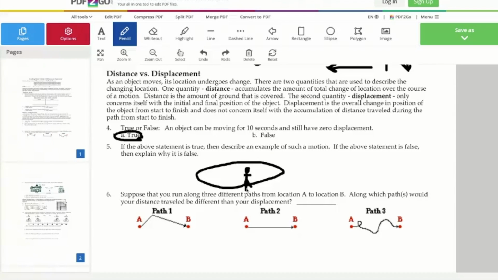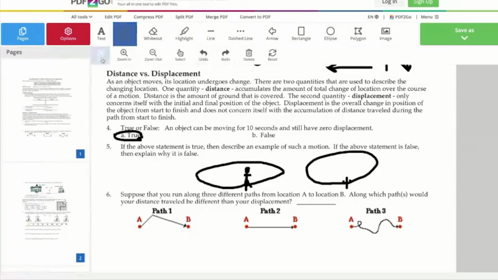Well, I didn't change at all, right? I literally went from start to finish. I traveled all this distance, but I ended up where I began. So this is an example of where an object is moving. My position changes in this 10 seconds, right? Because I was located here and then I go here, so my position definitely changes, but I have no displacement, even though I ran for those 10 seconds. So yeah, you guys all understand that, which is really good. So let's keep going.